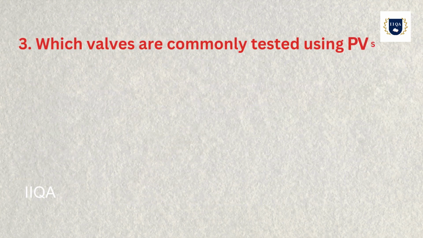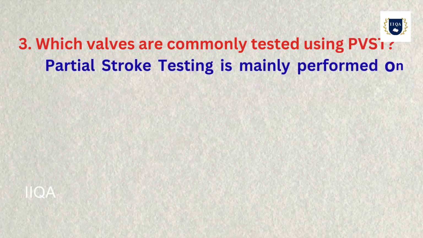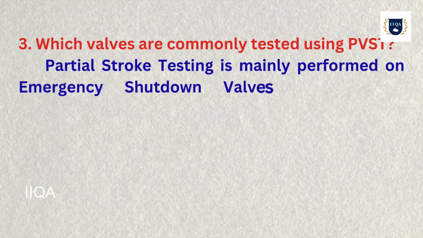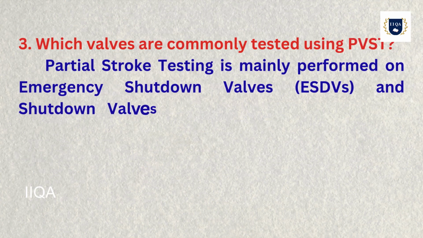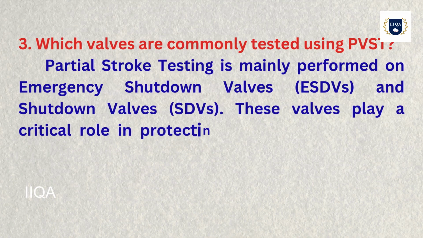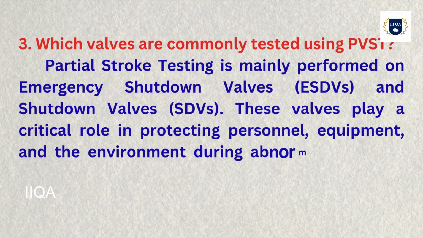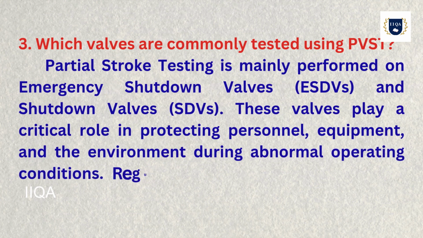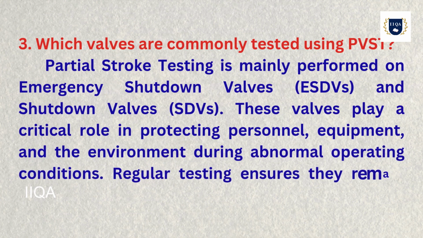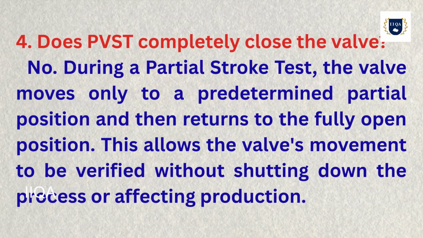3. Which valves are commonly tested using PVST? Partial stroke testing is mainly performed on emergency shutdown valves, ESD and shutdown valves, SDVs. These valves play a critical role in protecting personnel, equipment, and the environment during abnormal operating conditions. Regular testing ensures they remain ready for service.